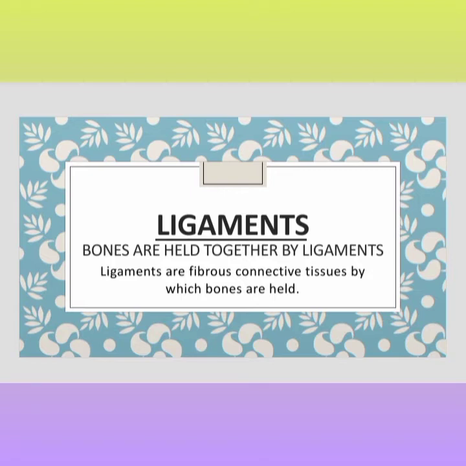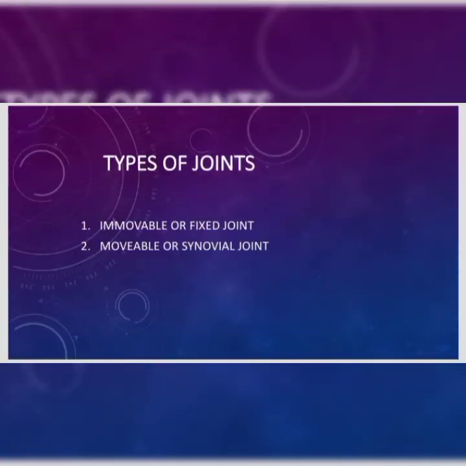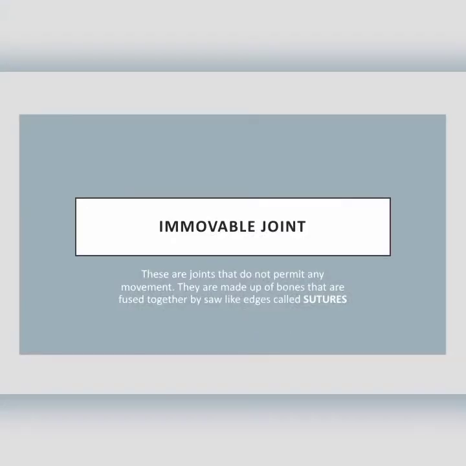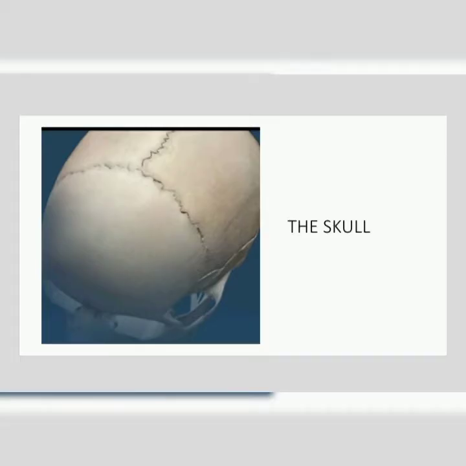Okay, back to the types of joints. There are two main types of joints: the immovable or fixed joints and the movable or synovial joints. The immovable or fixed joints are joints that have bones that are fused together by sutures. These sutures are saw-like edges, as we find in the skull. Examples of immovable joints are the joints we have in the skull, in the sacrum, and then the pelvic girdle.